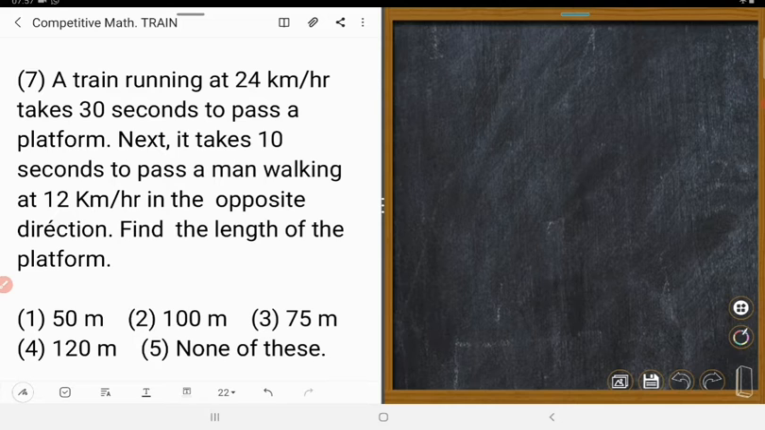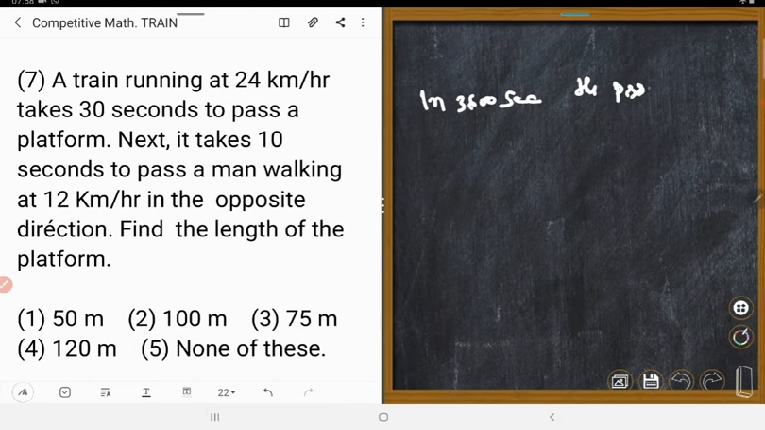So in 3,600 seconds, the train passes the length of the platform and the length of the train. We know the length of the train, so x plus 100. So anyway, leave it.